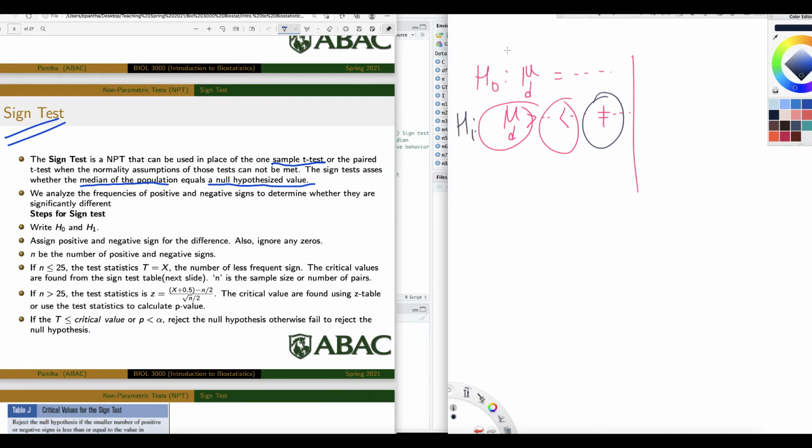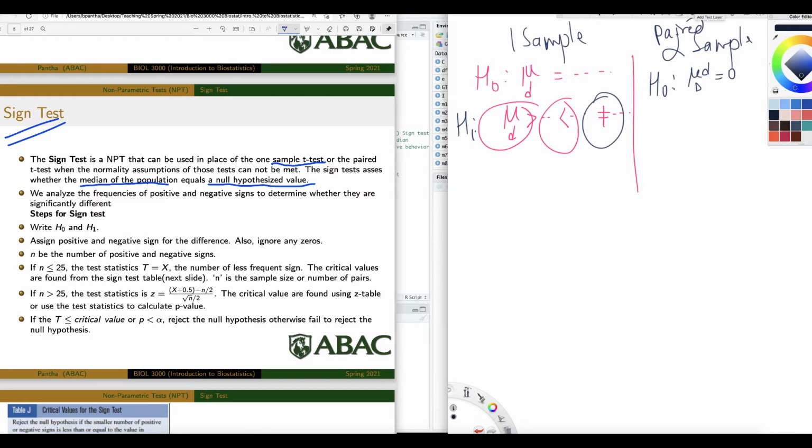Now, if it is a two sample test, then you write H0: mu d, or the difference between the two medians, equals 0, versus less than 0, greater than 0, not equal to 0, similar to that one. Okay, so paired two sample, I should say. If the samples are not paired, we will use different tests which will be discussed later.